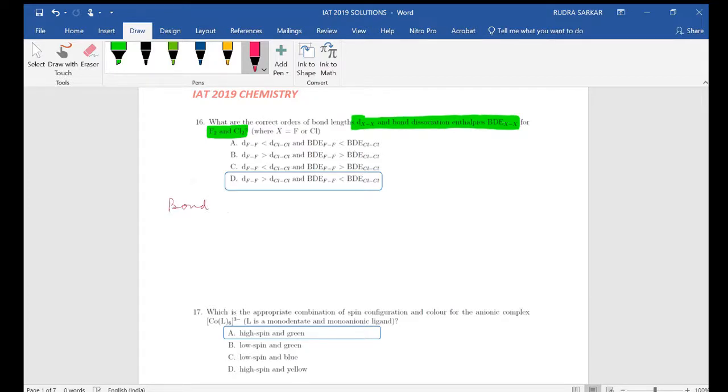bond dissociation energy, which is BDE, is directly proportional to bond strength, and which is inversely proportional to bond length. So we can predict the order of bond dissociation energy just by considering the bond length order.